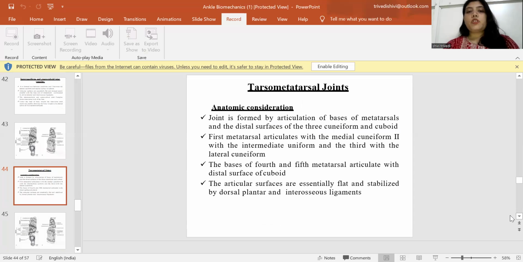Now, tarsometatarsal joint. This is the anatomical consideration. The joint is formed by articulation of the bases of the metatarsals and the distal surface of the three cuneiforms and cuboid. The first metatarsal articulates with the medial cuneiform, the second with the intermediate cuneiform, and the third with the lateral cuneiform. The bases of the fourth and fifth metatarsals articulate with the distal surface of the cuboid. The articular surfaces are essentially flat and stabilized by dorsal, plantar and interosseous ligaments.